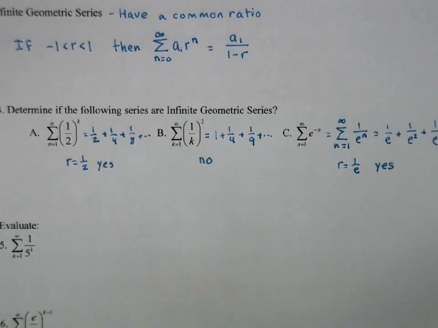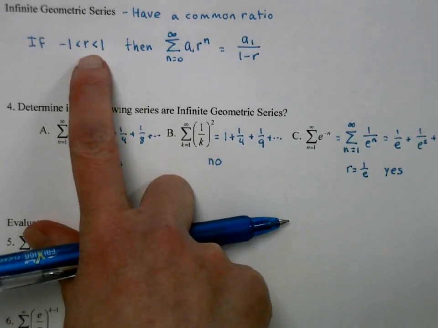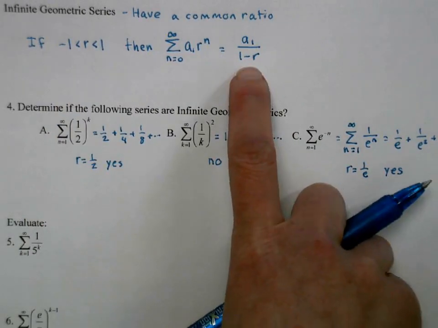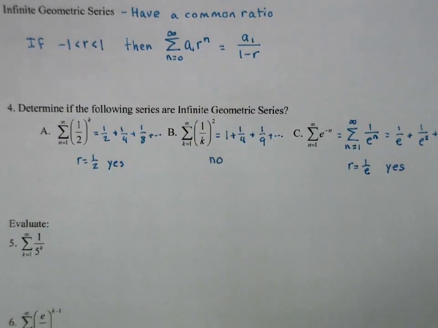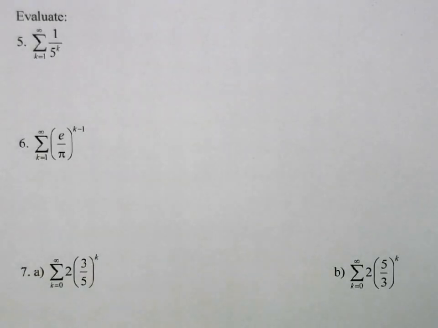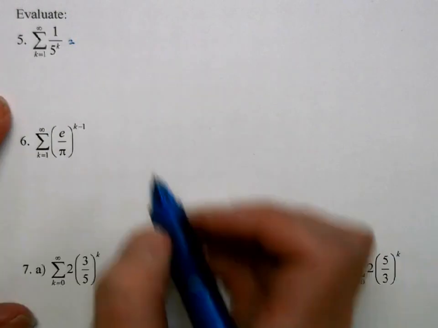So the key is we're going to be looking at a bunch of different examples. If the common ratio is between -1 and 1, we can evaluate the sum using a1 over 1 minus r. So you may start to recognize the structure of it in sigma notation, but for right now, I'm going to go ahead and write out a couple of terms so we can clearly see what our a1 is and, more importantly, what our common ratio is. So we'll go ahead and write out the first couple terms here.